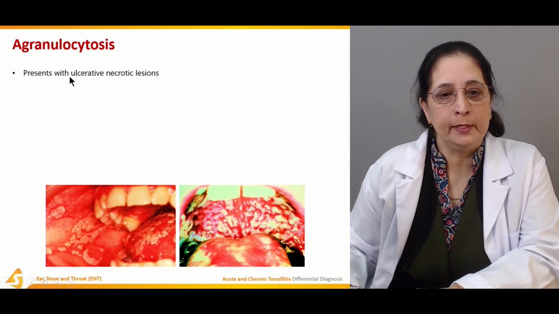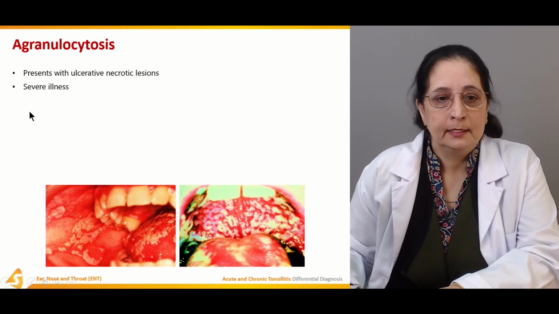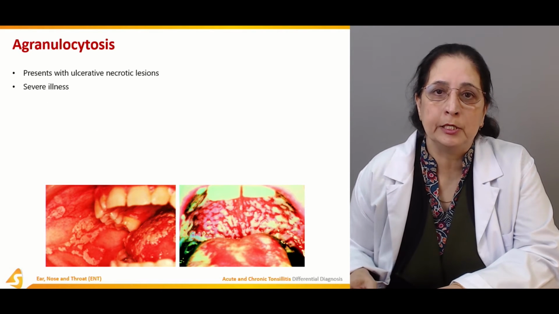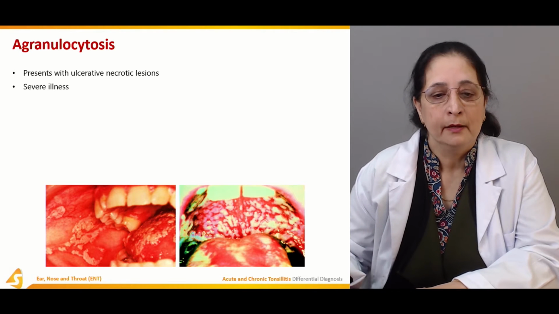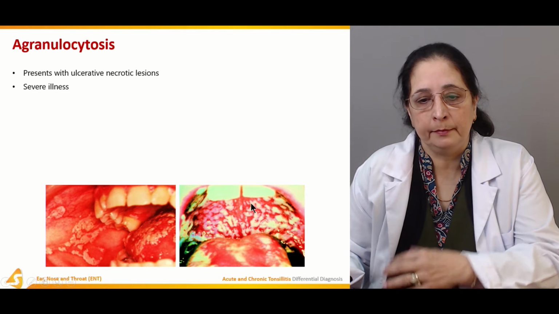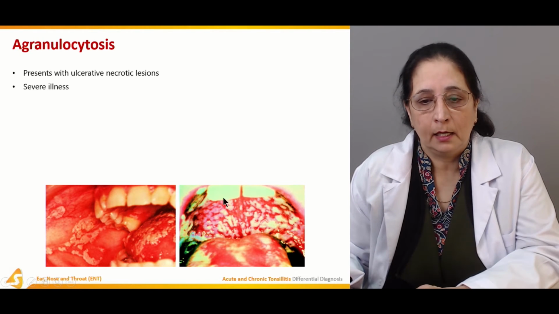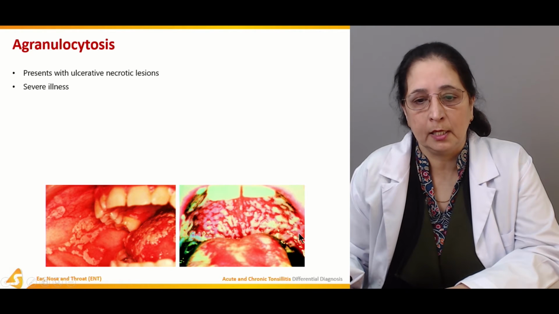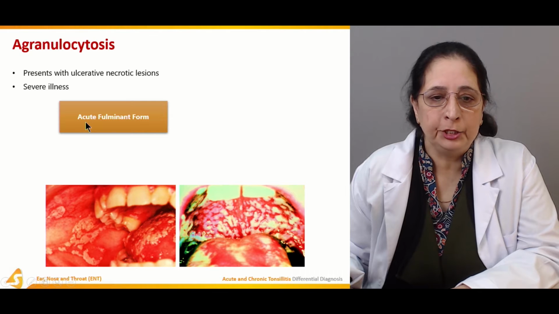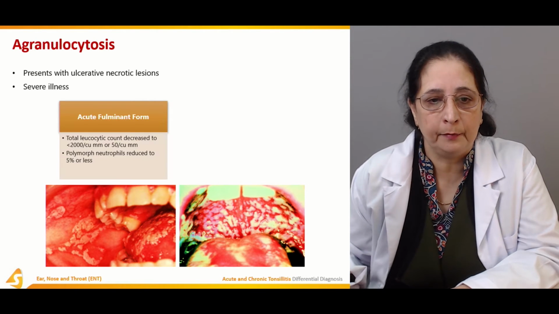So it presents with ulcerative necrotic lesions. Severe illness. So agranulocytosis, no granulocytes are present. So this can cause very severe illness. And even if you see the diagrams, this is a very, very severe picture, very bad, exudative necrotic tissues present. It is of two types, acute fulminant form. Fulminant form means very bad, severe type of illness.